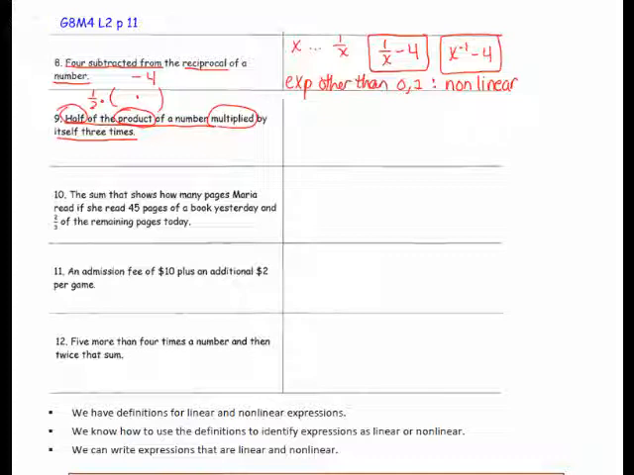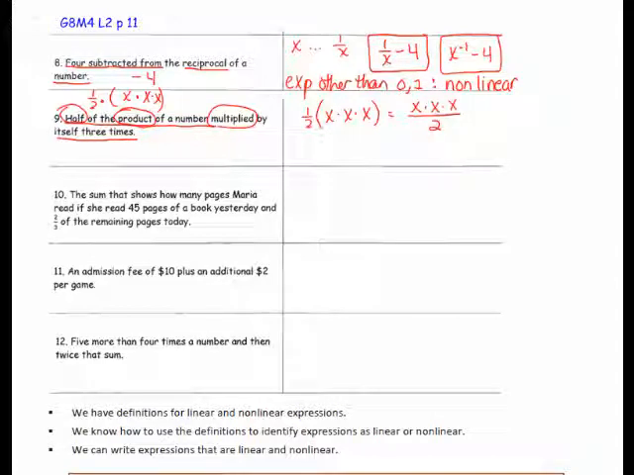Let's let x equal the number, multiplied by itself 3 times. So x times x times x. Okay, so we have half of a product multiplied by itself 3 times. You could also write this as x times x times x divided by 2. Either one of those expressions would be fine.